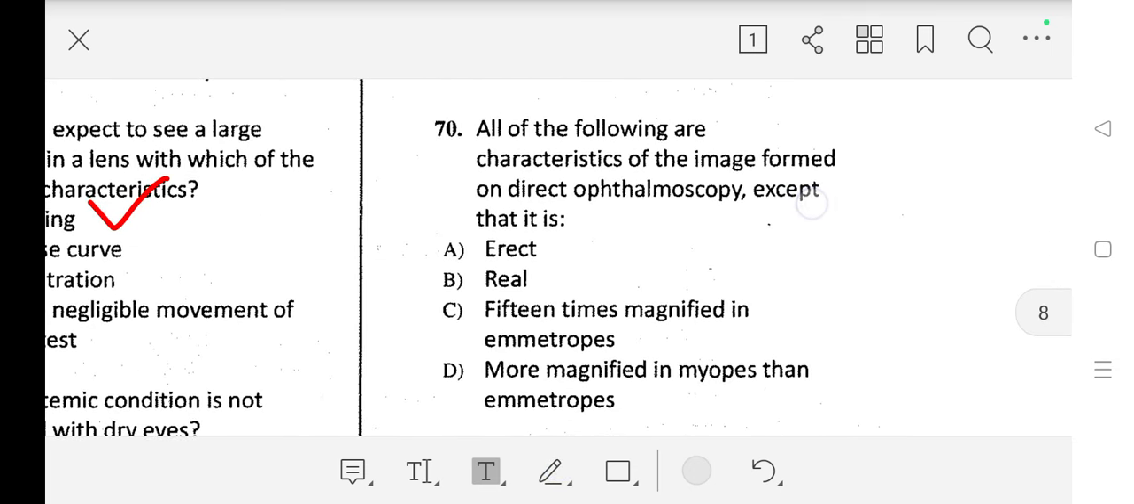Next question is question number 70. All of the following are characteristics of the image formed on direct ophthalmoscope except that it is: erect, real, 15 times magnified in emmetropes, more magnified in myopia than emmetropes. Its right answer is B part, real.